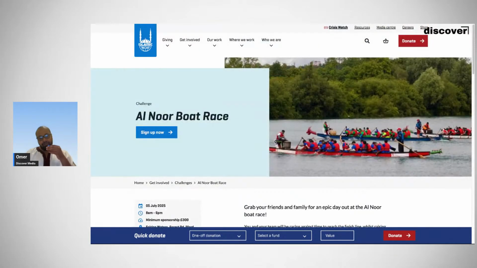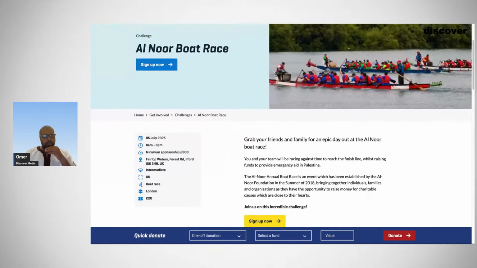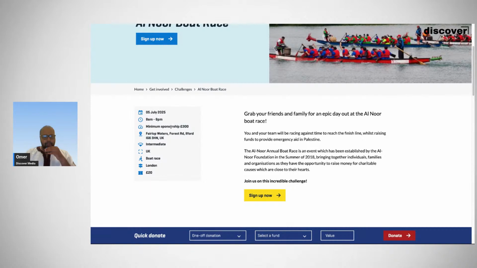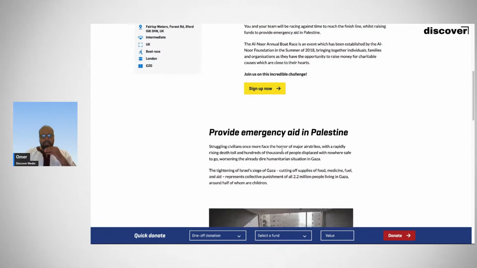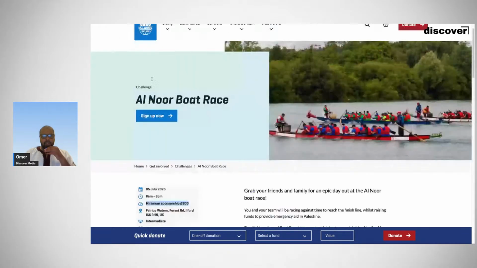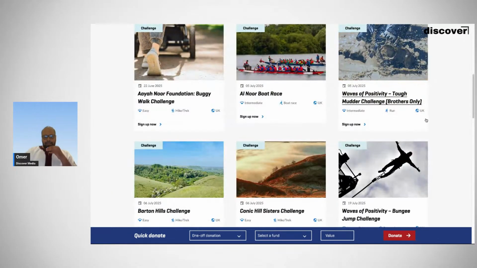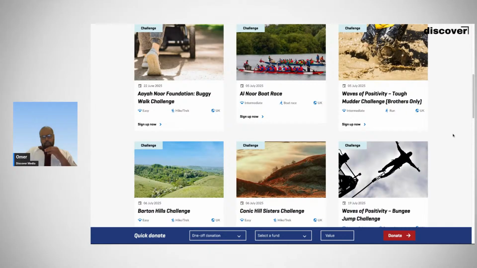Now this is a challenge where Muslim charities, I don't know if other non-Muslims can join, but basically you've got a minimum sponsorship, and then you join and you race. Okay, and this is what they're raising the money for. So this is good as well because you want to get people to challenge themselves. You want them to bond as well.